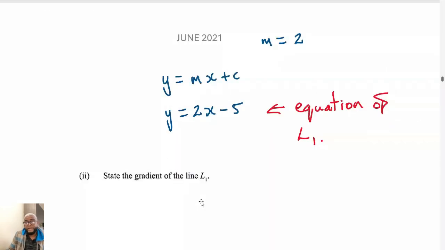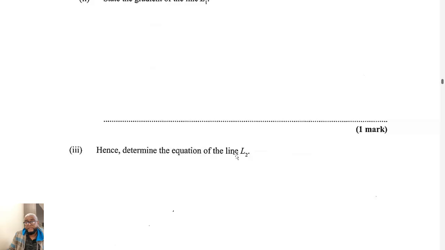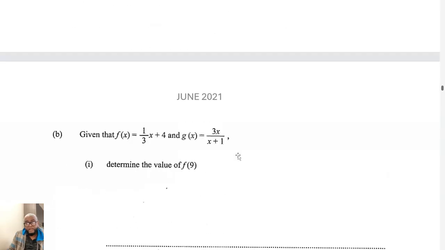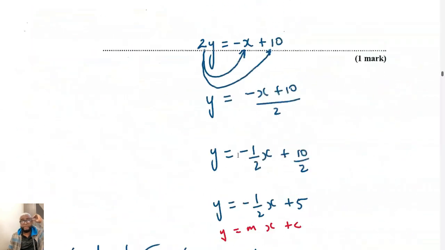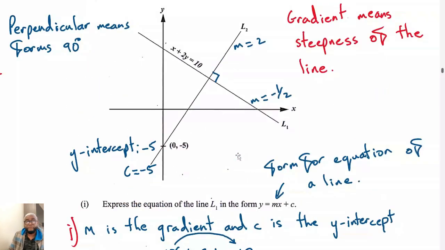Right? This was part 3. The equation of L1. Watch it. The equation of L2, sorry. And then you have some functions on here. So I did all parts one time. Part 1, 2, and 3. So let me go. We go back up.